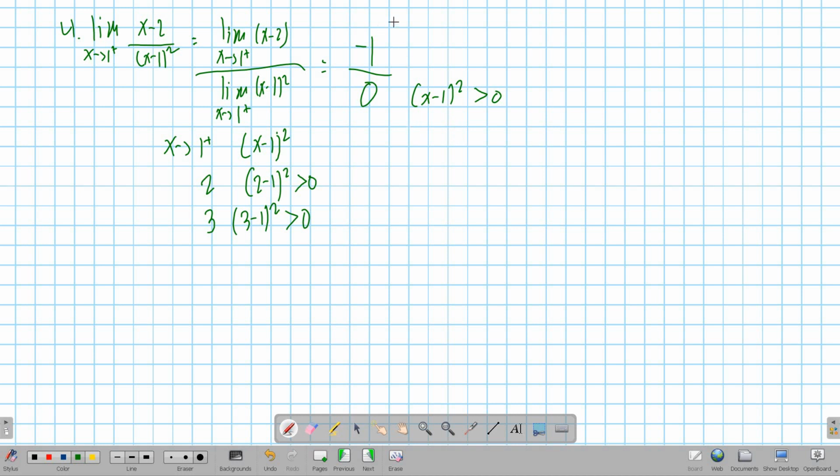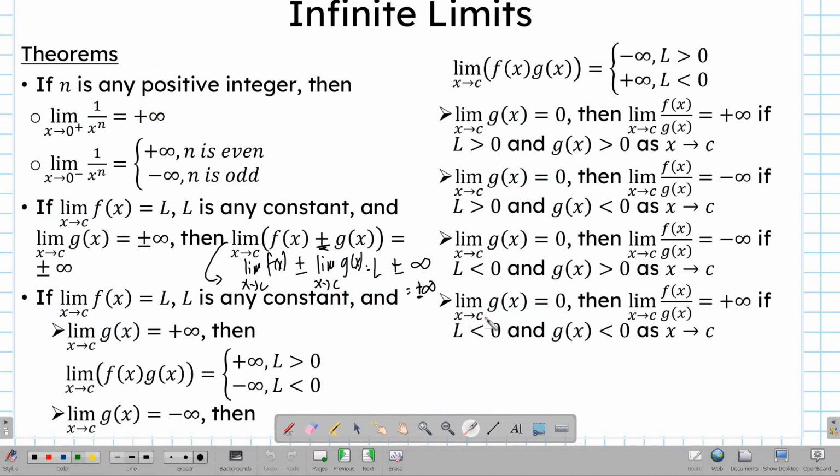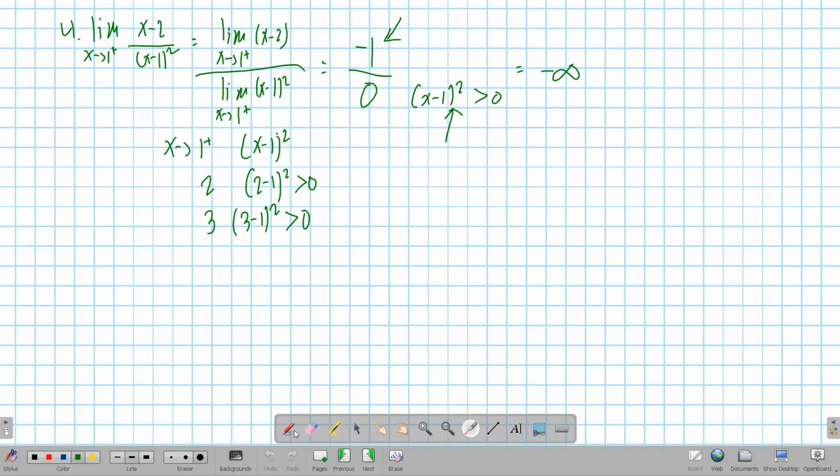And since this is a negative constant, but this is positive, by the limit theorem, this becomes negative. So just checking that, it's negative because it's less than 0 here, but then g of x is greater than 0, so this becomes negative infinity. Therefore, we say that the limit of (x - 2) over (x - 1) squared as x approaches 1 from the right would be equal to negative infinity.